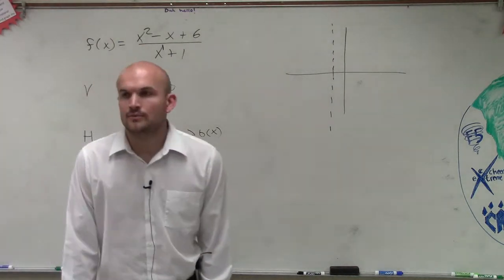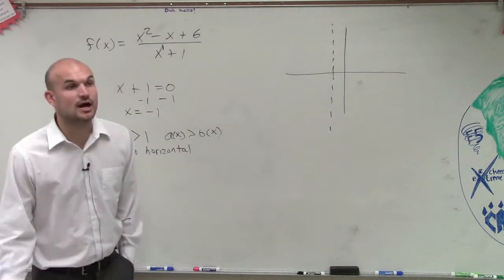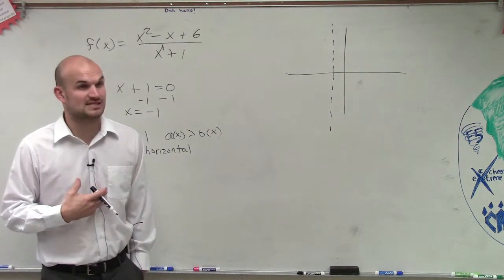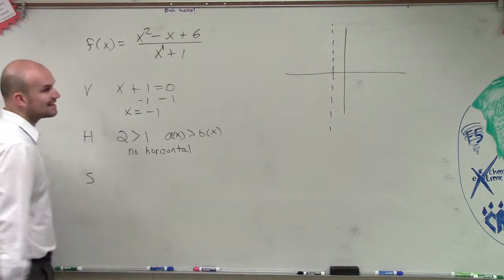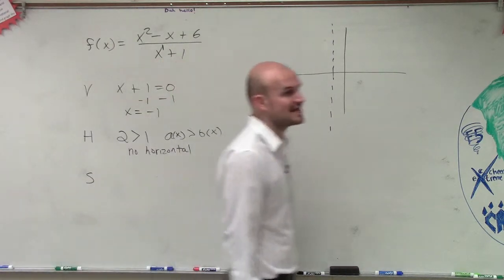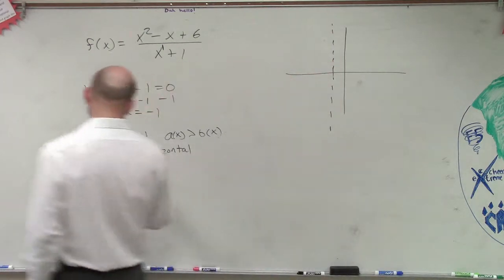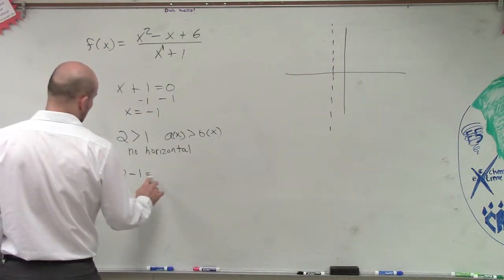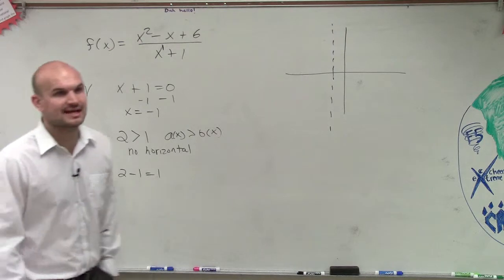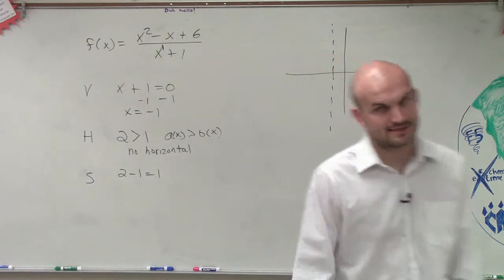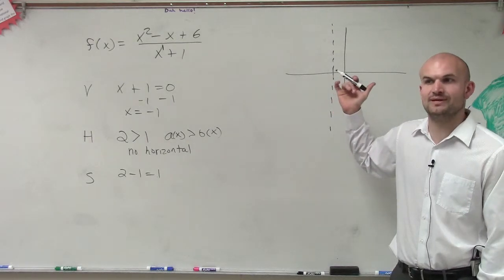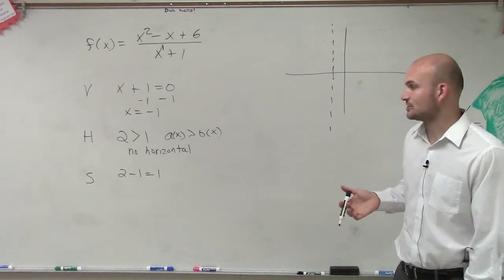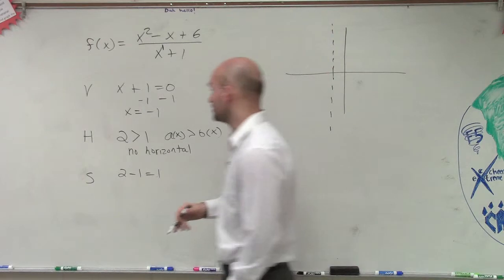Now, we next look at this one, and we determine, all right, so if there's no horizontal, there's a possibility for a slant, correct? Yes. Now, for a slant, the difference of our degrees has to equal 1. And when we do this, we do 2 minus 1 equals 1. So therefore, do we have a slant asymptote? Yes. So to find out what the slant asymptote is, what we need to do is actually divide the two polynomials.